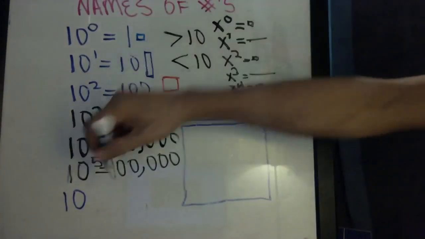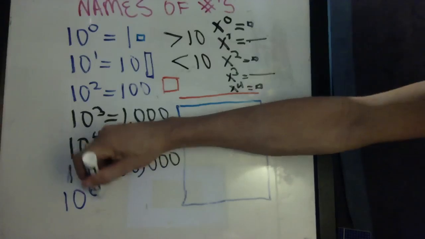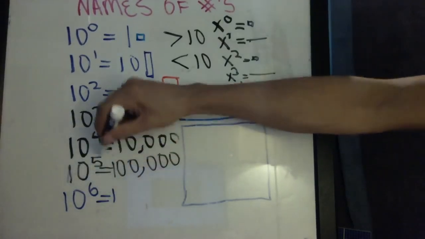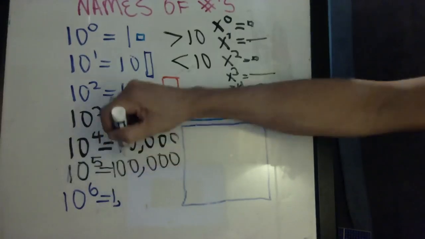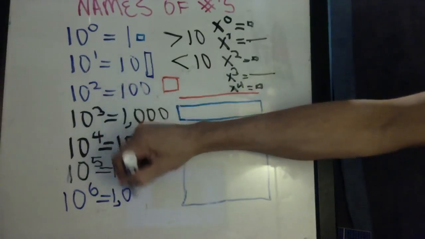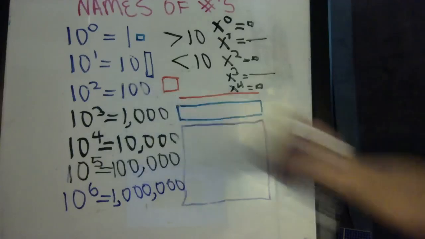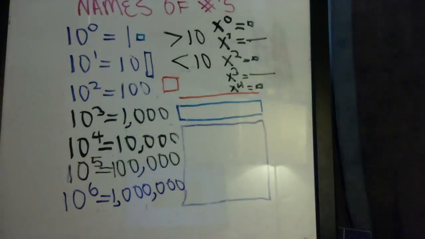I can probably cut off the names and numbers part by now. Okay, so now 10 to the 6th. That means I have to have 6 zeros. See, if your only experience is this, your number sense isn't going to be that great.